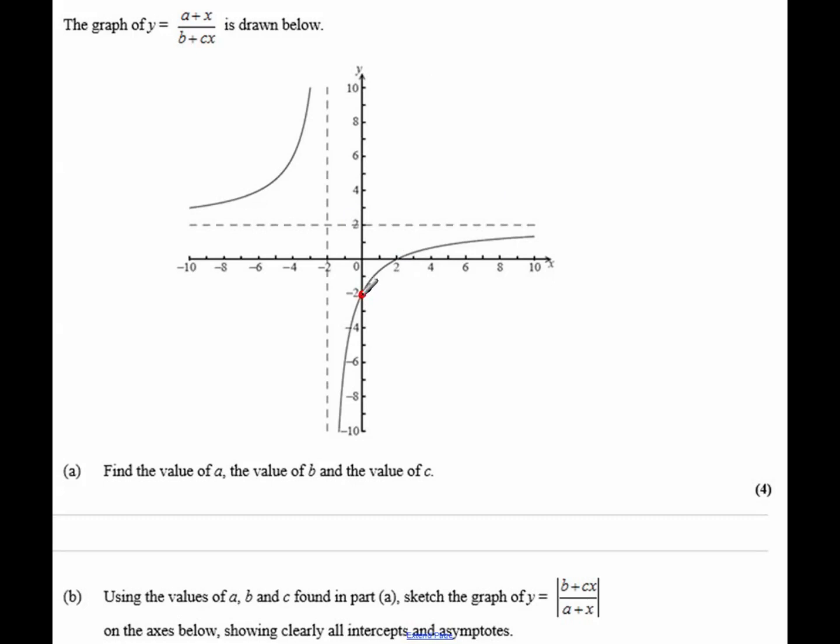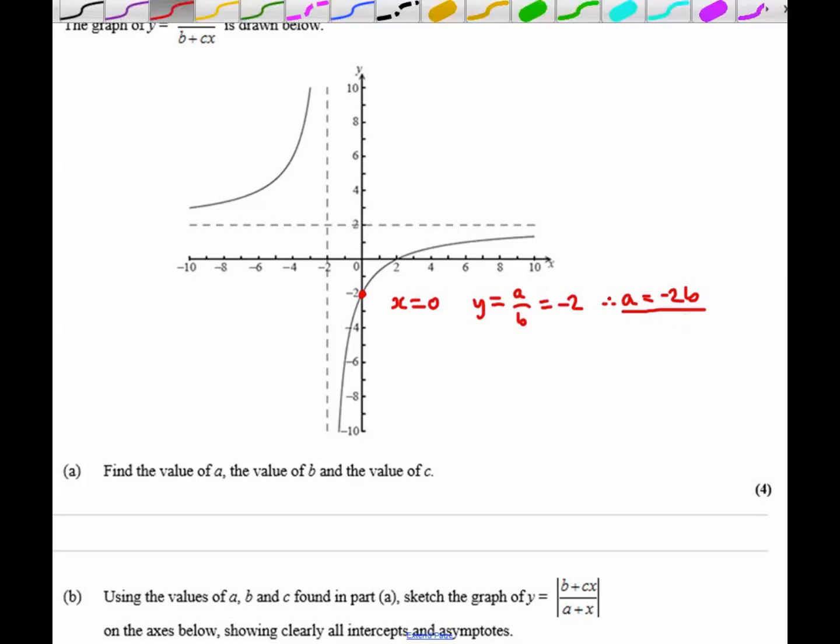Let's start off with this intercept here. This is where x is equal to 0, and when x is equal to 0, y is equal to a over b, which is equal to minus 2. Therefore, a is minus 2b. That's the first equation.